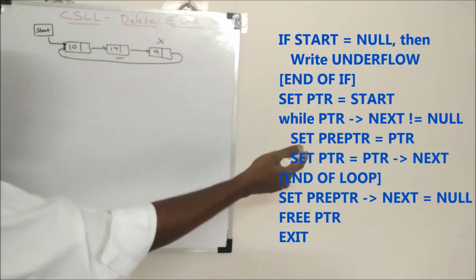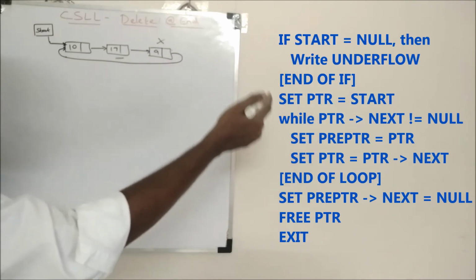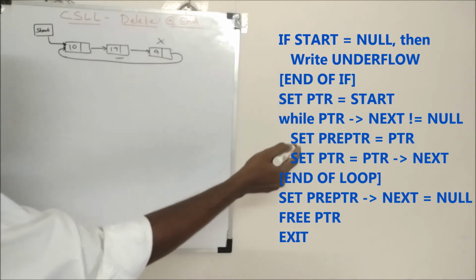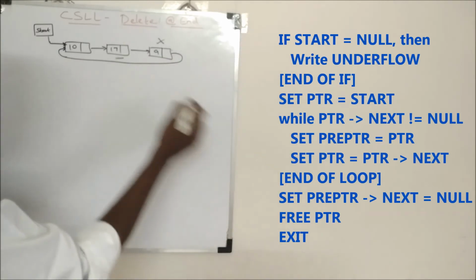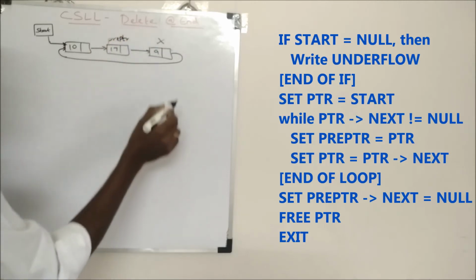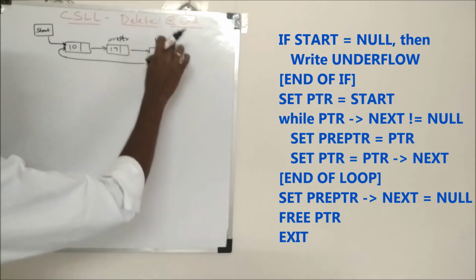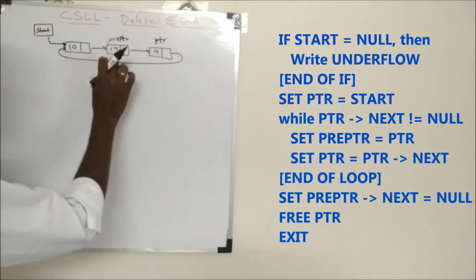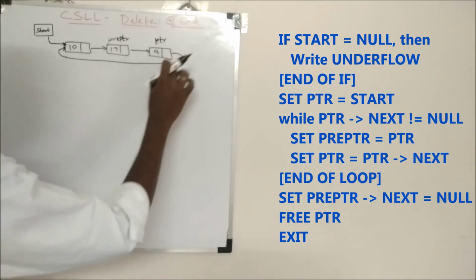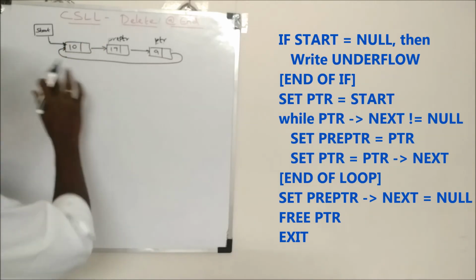In the singly linked list algorithm, we find out the name of that node using two pointers: one is PTR, another one is pre-PTR. After the while loop is over, this node becomes pre-PTR and this node becomes PTR. This is going to be deleted. So what we did: pre-pointer next is equal to null, and to free the memory we wrote free of PTR. Now we are going to do the same process.